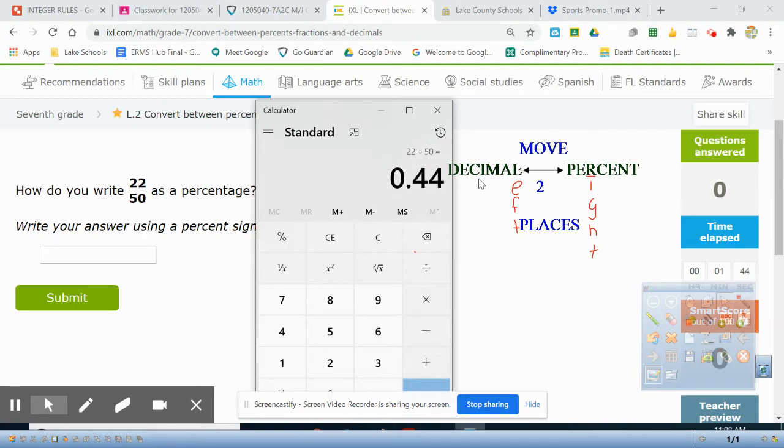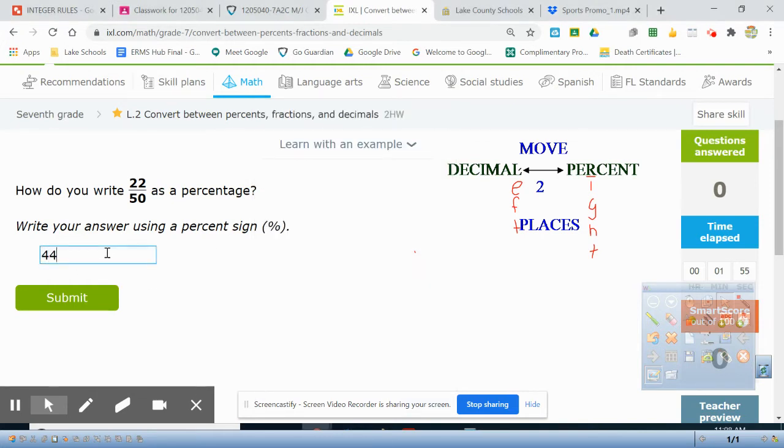Well, I want to convert a decimal to a percent. I have to move 2 places to the right. So percent has an R in it, so I'm going to move it 2 places to the right. So that's going to be 44%.